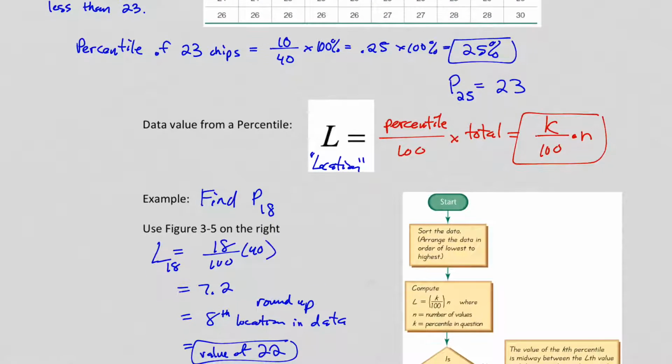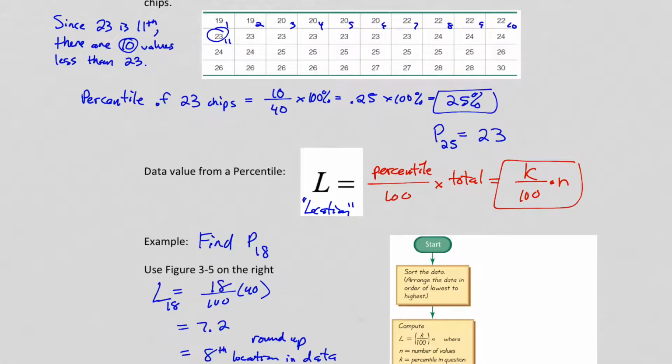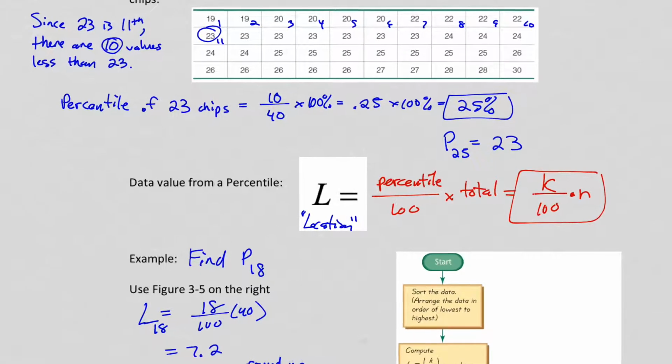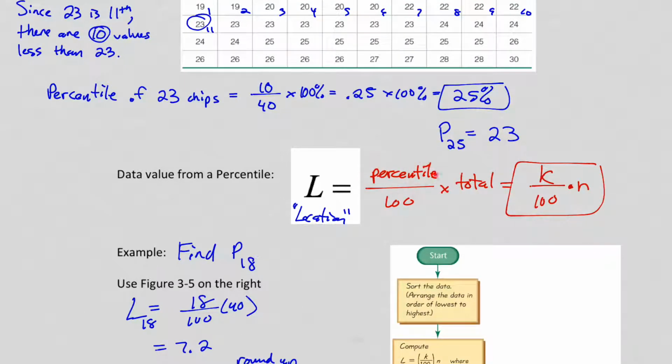So now, what if you want to go in reverse? In other words, you know the percentile, but you want to find the location. For example, I know it's 25%. What data point is 25%? So this is the way to find that. You take your percentile, divide it by 100, multiply it by the total. Okay, here's the formula.